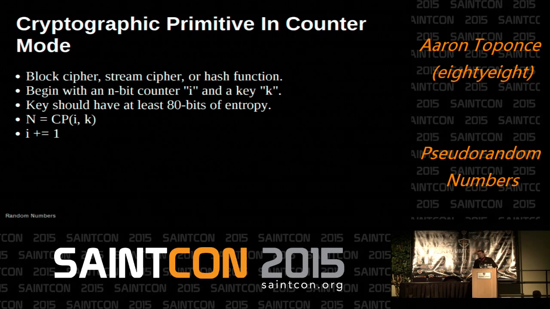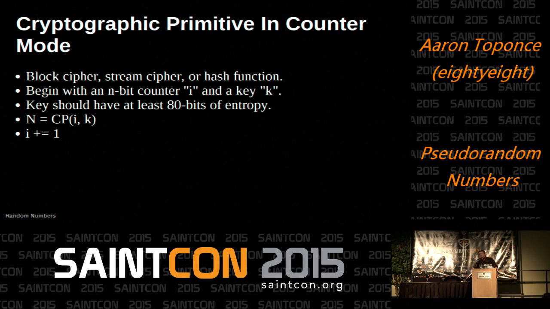Let's look at some other ways we can generate cryptographically secure pseudorandom numbers. We can use an existing cryptographic primitive in what we call counter mode. Our cryptographic primitive could be a block cipher like AES, a stream cipher like Salsa20, or a cryptographic hashing function like SHA-256. The idea is that we take a counter, say 0, and encrypt it with AES, get a result, then increment the counter by 1, encrypt it, increment it again, and continue in that manner. Or take the SHA-256 hash, or encrypt it with Salsa20, etc.